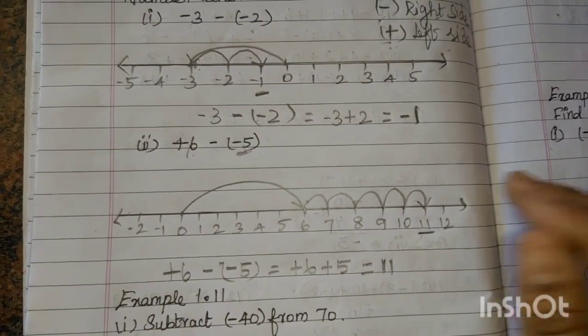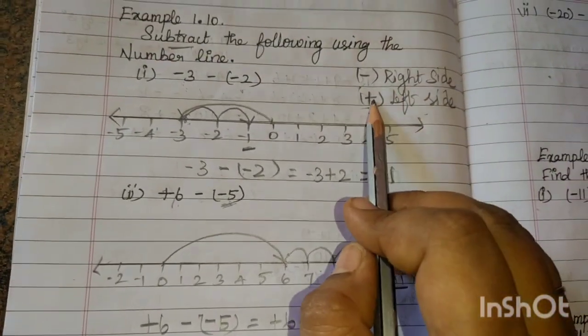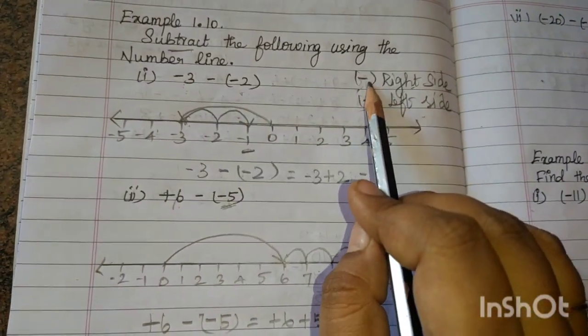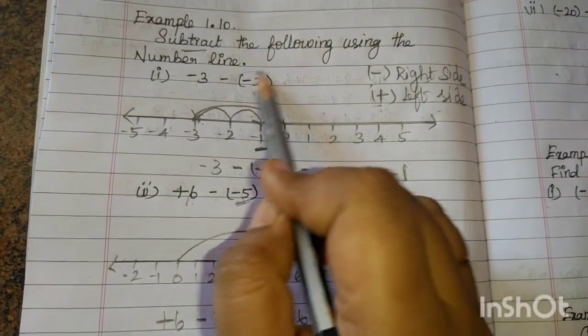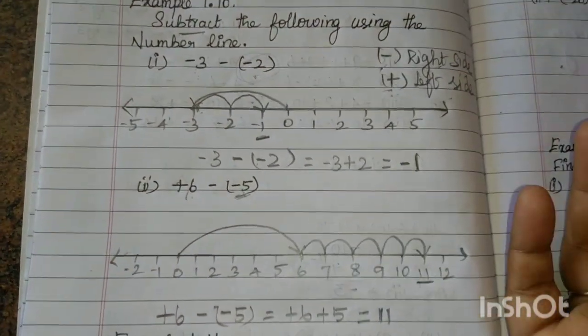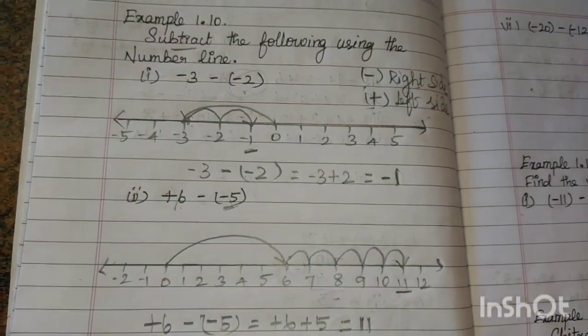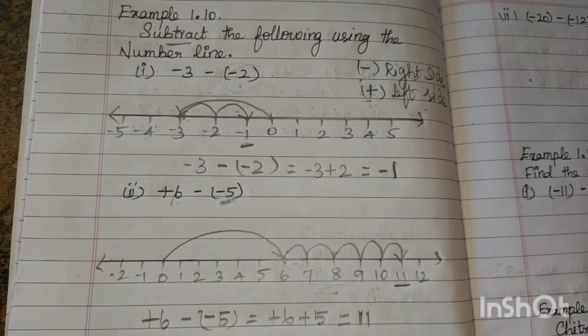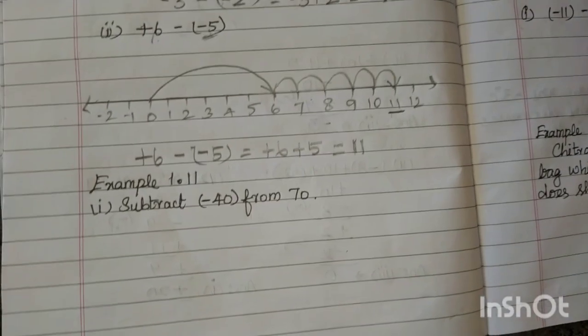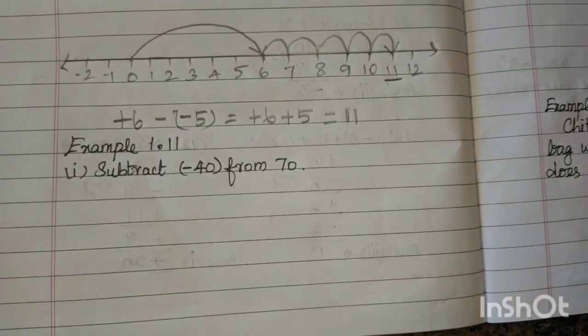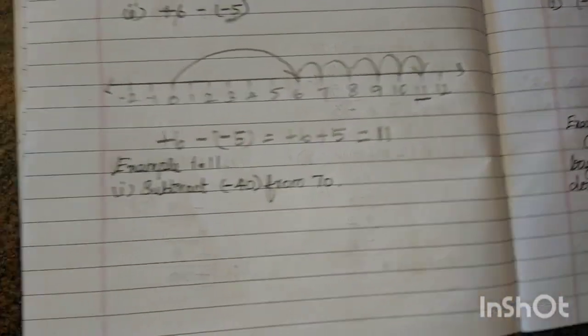Are you clear? Always keep this rule in your mind. For subtraction, this is: minus right side, plus left side. The second number is the number of times you want to move. Are you clear on this example? Now we are going to do the next example.